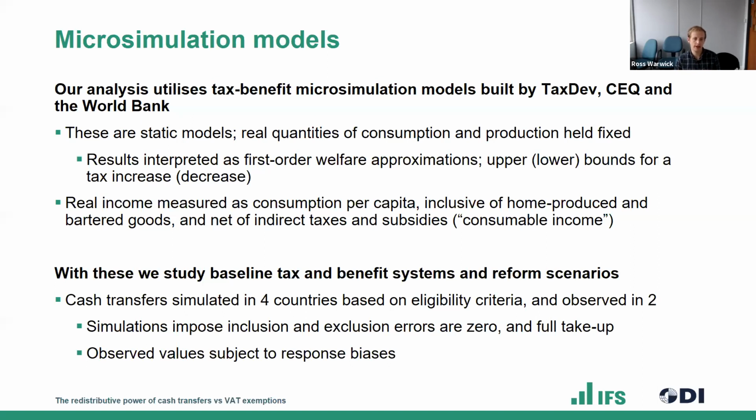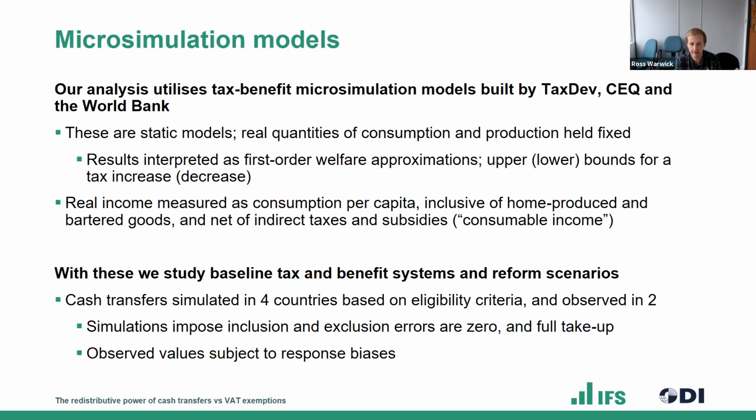Where we look at cash transfers in these models, where possible, we simulate cash transfer receipts based on eligibility criteria that we see in the surveys. The reason we do this where possible is that overall the surveys tend to under-record cash transfer receipts when they're observed. So, as I say, we simulate them in 4 countries where we have the requisite information. In 2 countries, the surveys don't provide enough information to simulate these receipts, so we just take the survey responses in terms of observed cash transfer income in the other 2.